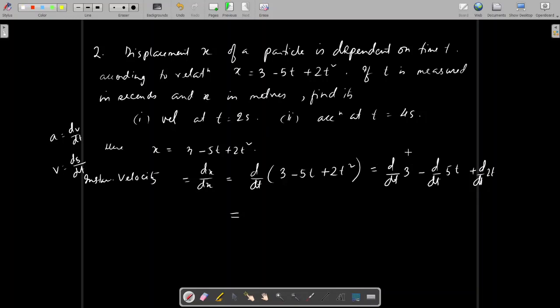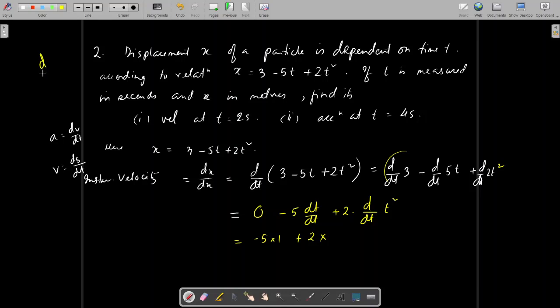Okay, this first term is a constant, so it will be equal to 0. Then the second term, minus 5, will come, so it is dt by t. Okay, so here it is 2t square, so plus 2 will come, so it is dt upon t square, so this will become 1, so minus 5 into 1 plus 2 into t square, right? So here you will use the first formula. What is the first formula?